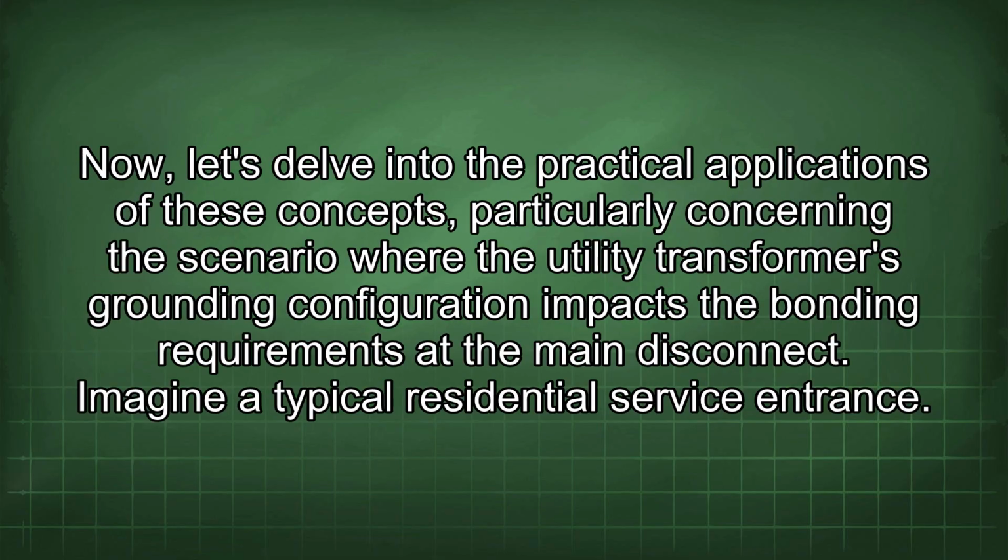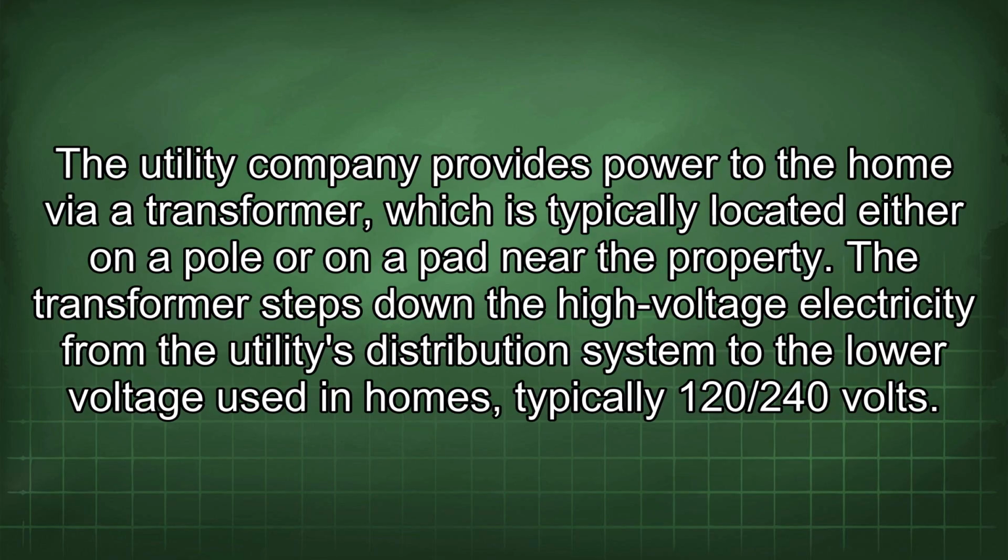Now let's delve into the practical applications of these concepts, particularly concerning the scenario where the utility transformer's grounding configuration impacts the bonding requirements at the main disconnect. Imagine a typical residential service entrance. The utility company provides power to the home via a transformer, which is typically located either on a pole or on a pad near the property.